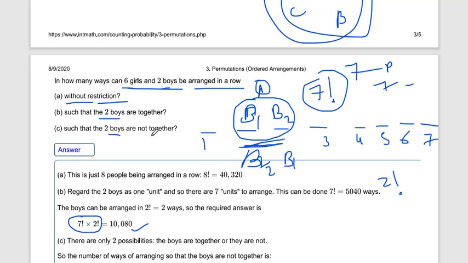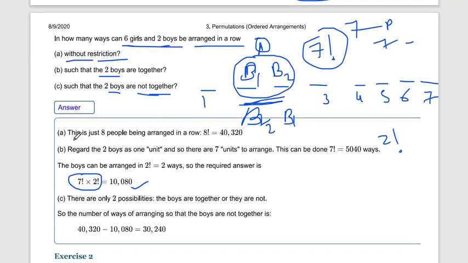See, option C says such that 2 boys are not together. In B the 2 boys are together, but C says 2 boys are not together. This is somewhat difficult to solve from our formula, so we have to use common sense. Here we have calculated the total number of ways for the 8 people. In B we calculated the arrangements in which 2 boys are together, and we have to calculate 2 boys not together.